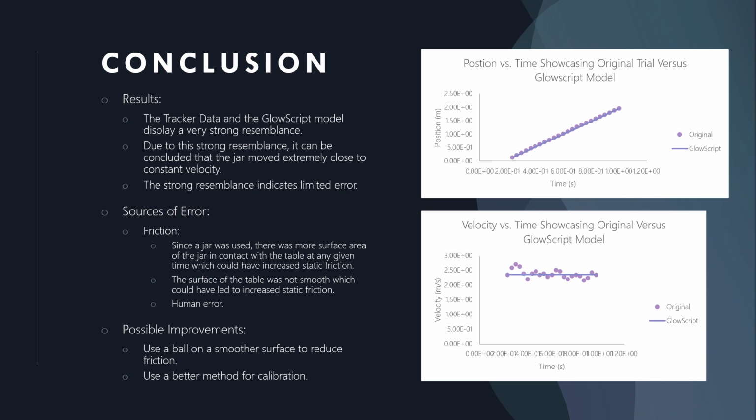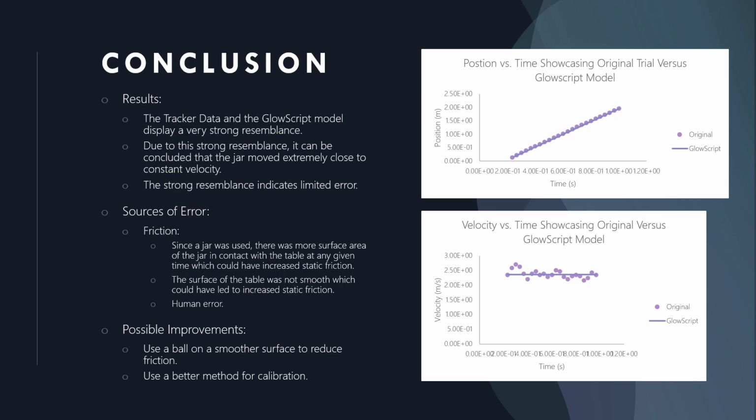There could be sources of error in the sense of friction. Since the jar was used, there's more surface area in contact with the table at any given time, which could have increased static friction, as well as the surface of the table was not entirely smooth, which could have also increased static friction, and there also could have been human error. Possible improvements could be using a ball on a smoother surface to reduce friction, and also using a better method for calibration.